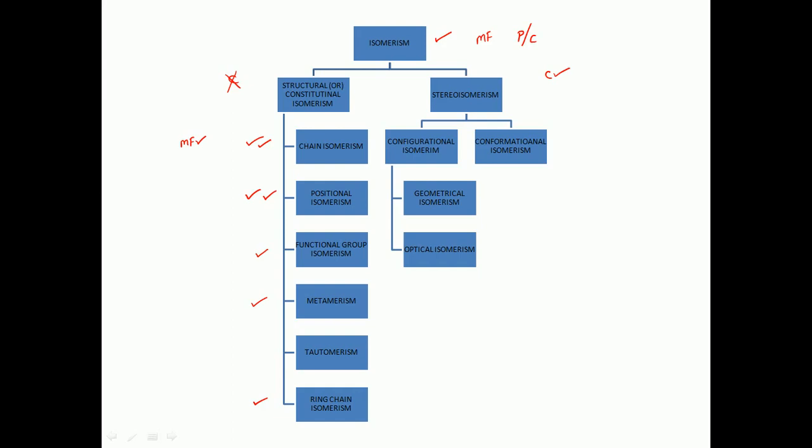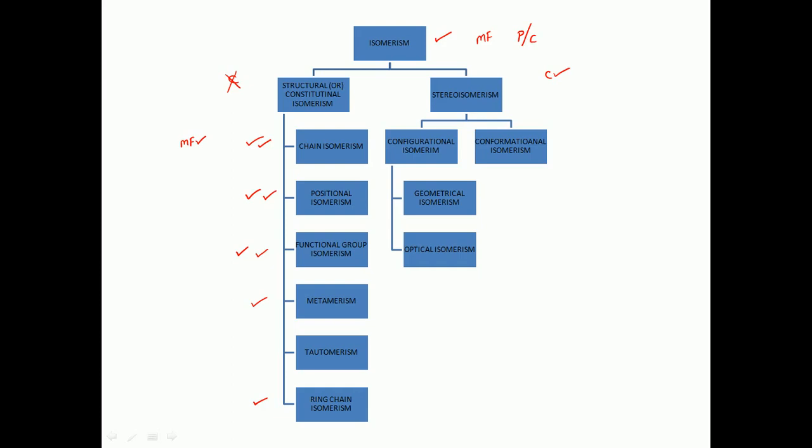Not only the double bond, but also the position of any functional group. The third one is functional group isomers. So what are functional group isomers? Those compounds have the same molecular formula but they differ in the functional group. We have seen different sets of functional group isomers. The first one is an alcohol and an ether. Second is an aldehyde and a ketone. Third is the primary amine, secondary amine, tertiary amine.